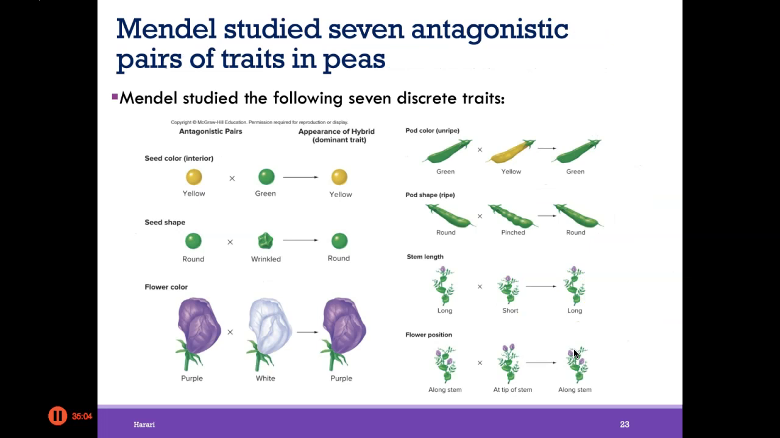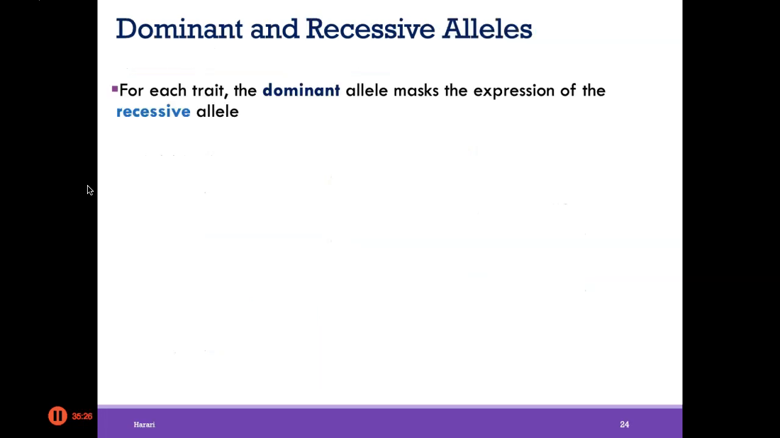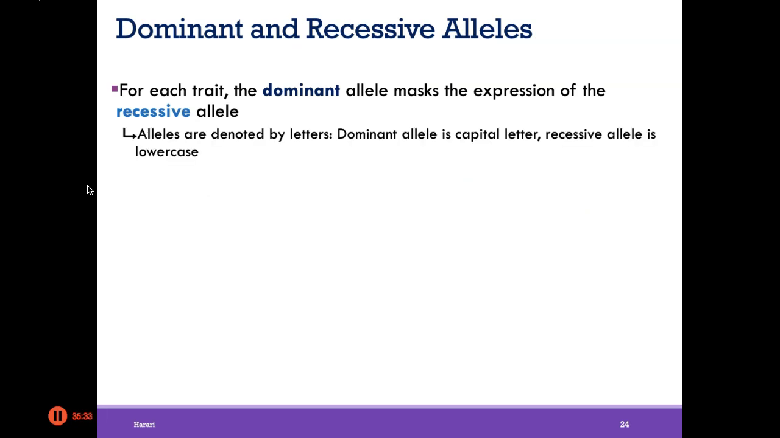And he didn't stop at just looking at seed color. He looked at seed shape, flower color, stem length, flower position, pod color, and pod shape. So these were seven discrete traits where there's like a one or another. They're antagonistic pairs, either yellow or green, round or wrinkled, purple or white. So in these 7 traits, he saw very similar results. He saw that for each trait, the dominant allele masked the expression of the recessive allele.